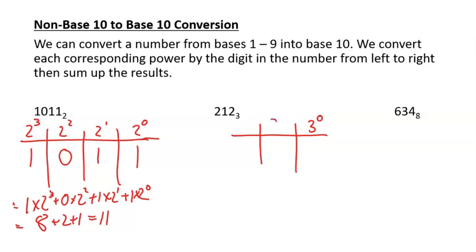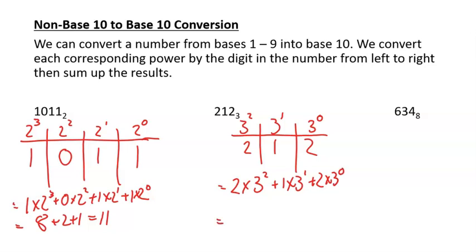this time, because the base is 3, it's to the power of 3. Each of the digits again represents how many of that position we take. So 212 to the base 3 can be calculated using this system here. So I've then got 2 times 3 squared plus 1 times 3 to the power of 1 plus 2 times 3 to the power of 0.